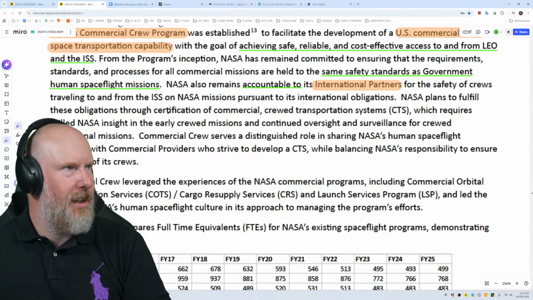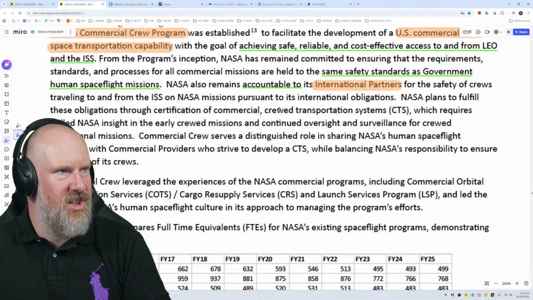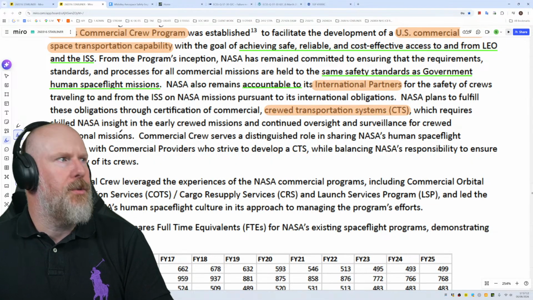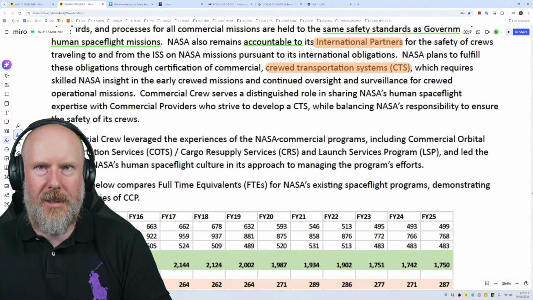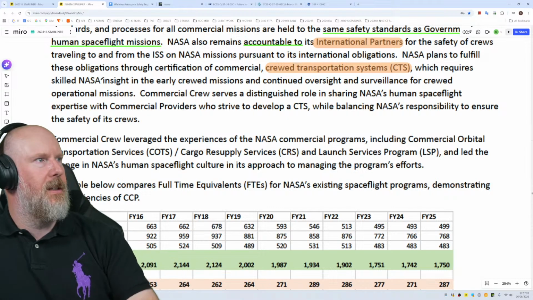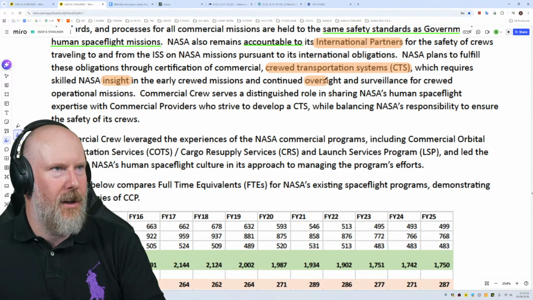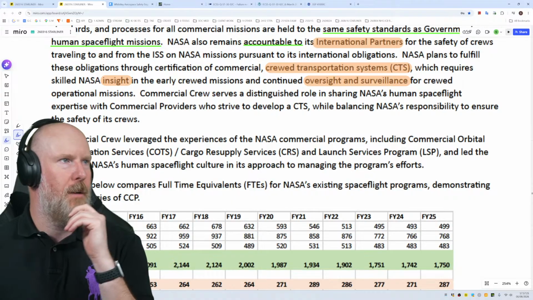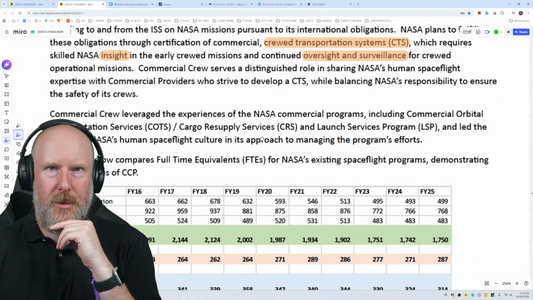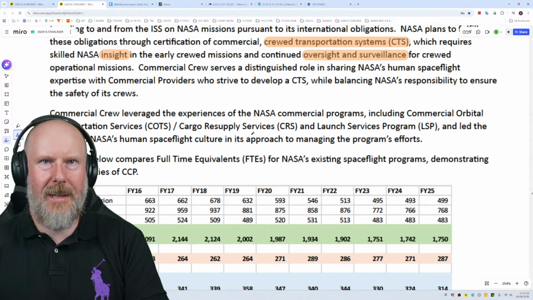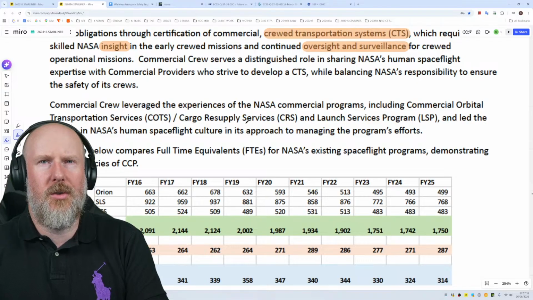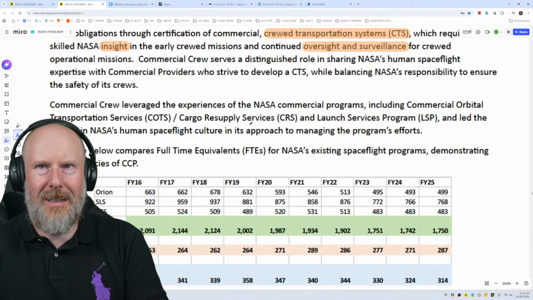commercial crewed transportation system, which requires skilled NASA insight in the early crewed missions and continued oversight. So insight and oversight and surveillance for crewed operational missions. Commercial Crew serves a distinguished role in sharing NASA's human spaceflight expertise with commercial providers who strive to develop crewed transportation systems while balancing NASA's responsibility to ensure the safety of its crews.